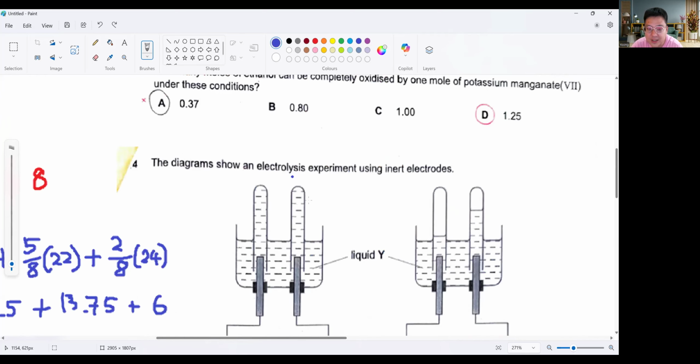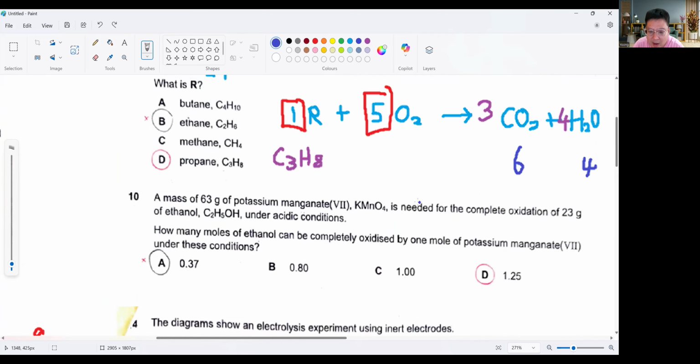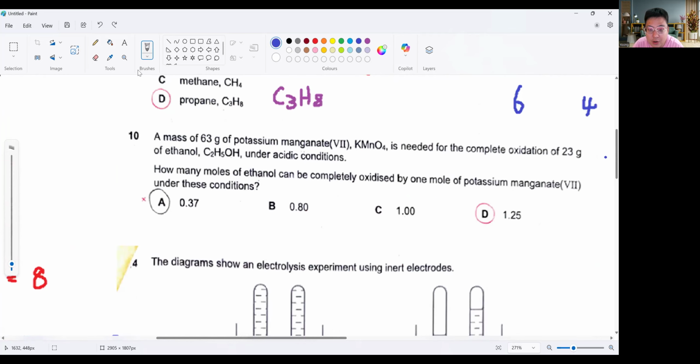All right, next question. A mass of 63 grams of potassium manganate, KMnO4, is needed to oxidize 23 grams of ethanol. How many moles of ethanol? Okay, so maybe the first thing we do is we find this one.